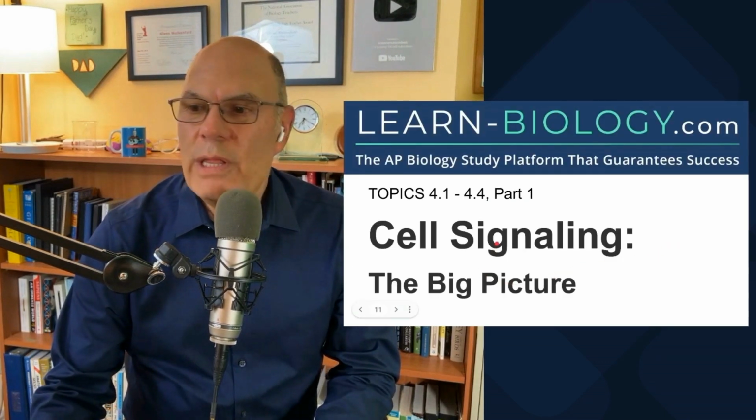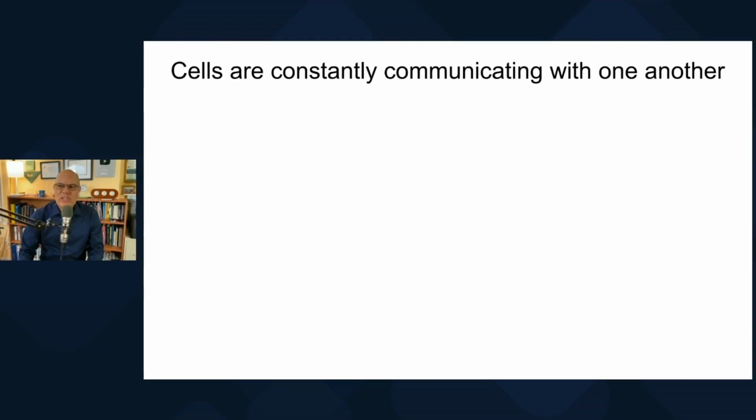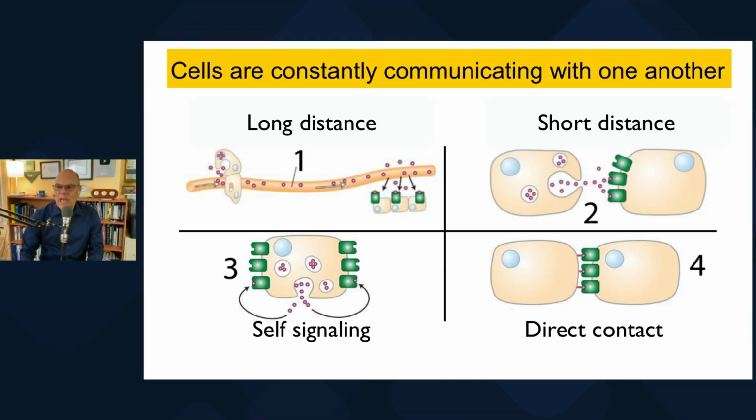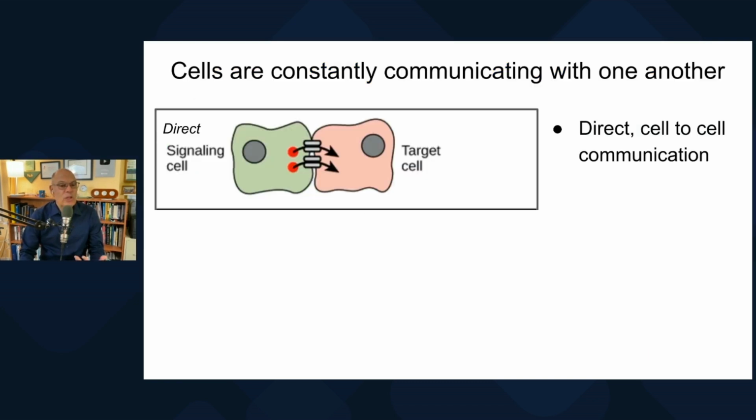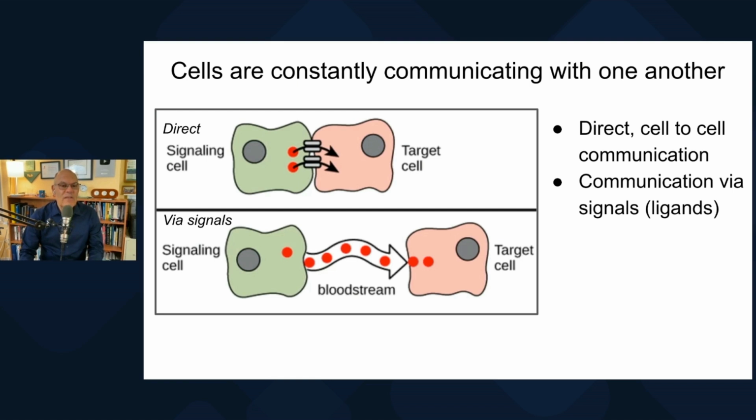Let's start. Cell signaling. We're going to start with the big picture. Cells are constantly in communication with one another, and that communication takes two basic forms. There's direct cell-to-cell communication, and there's also communication via signals.